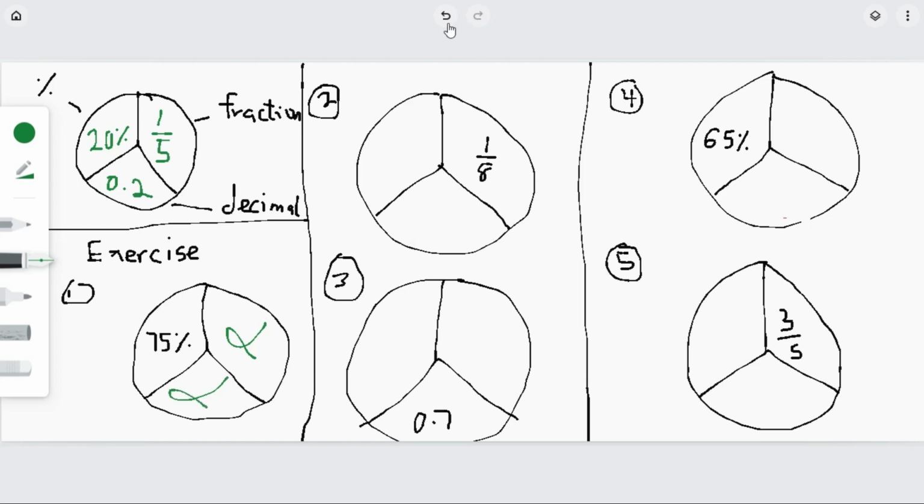You understand? Make sure you draw this on your sheet, and you are going to answer it by yourself. Here you are going to change 1/8 to a percentage and write your answer here, and 1/8 to a decimal, and write your answer in that place too. Here you change 0.7 to a fraction and write your answer here, and to a percentage here too. And 65%, you change it to a fraction and write your answer here, and to a decimal, you write your answer here. And the last one, which is 3/5, you write it as a percentage here, and as a decimal here.